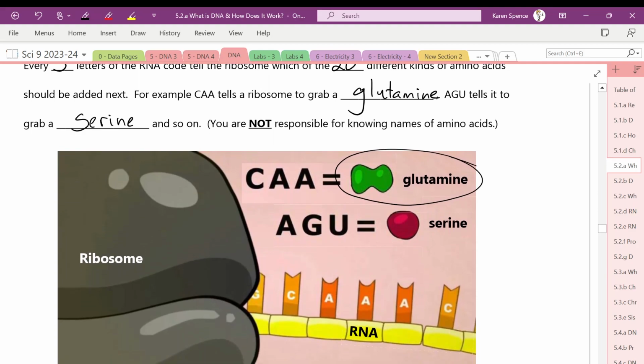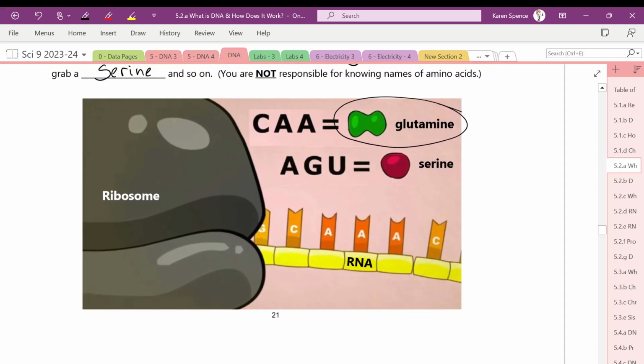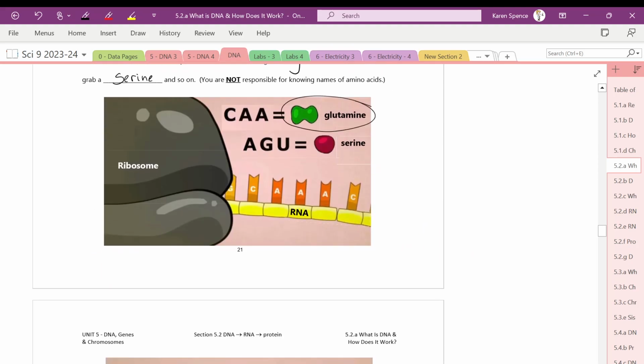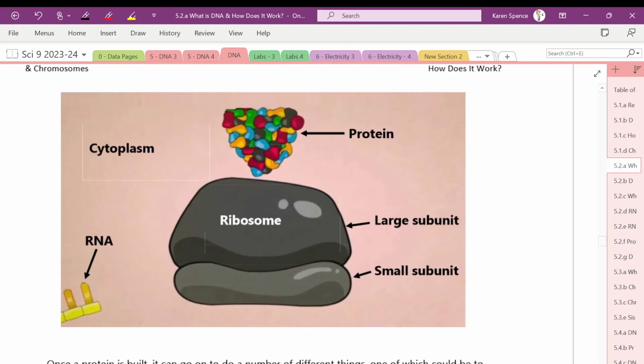So there's the ribosome, it's reading the RNA, and it's grabbing these amino acids, and then out of the top part of the ribosome comes the assembled protein. So we're still out in the cytoplasm. We've now created a completed protein.